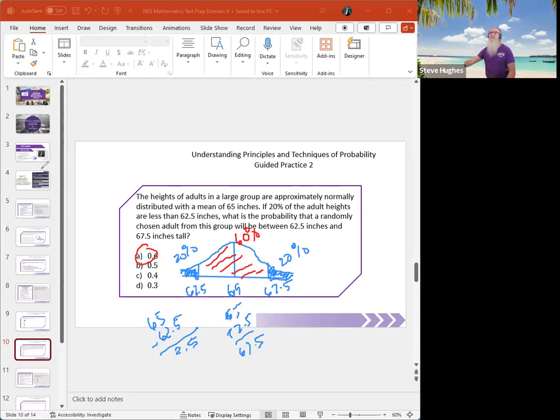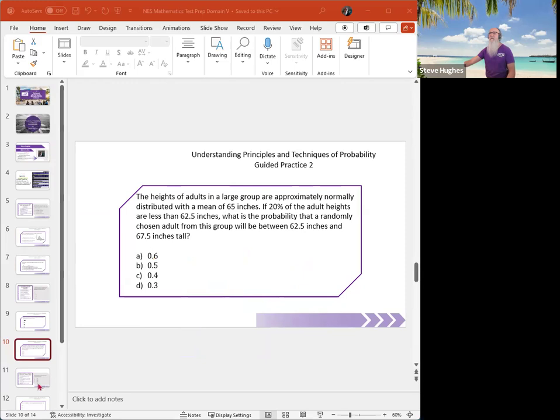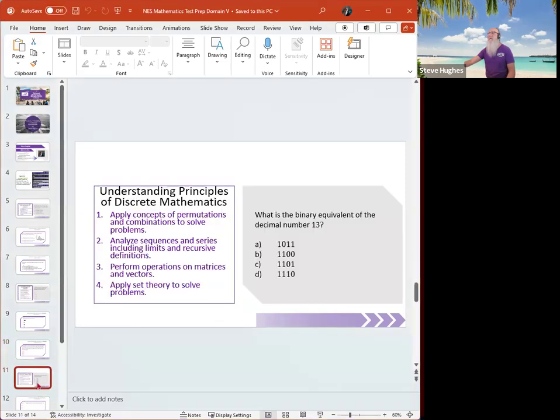Let me get rid of this drawing. Let's keep going. All right, next one. What is the binary equivalent of the decimal number 13? First of all, binary is base 2. 13 is base 10. All right, so what we have to do is convert this to base 2 from base 10 or vice versa, right? So here's what we're going to do. We're going to do a shortcut for ourselves.